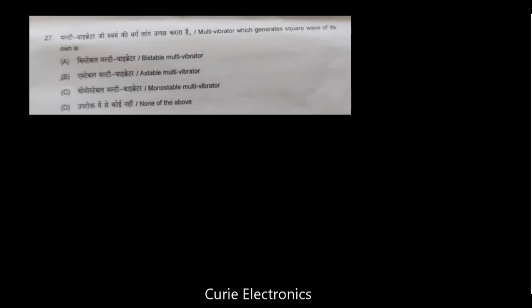Question number 27. Multivibrator which generates a square wave of its own. That means we are not giving any signal to the multivibrator. Then it is an astable multivibrator. That is the free running multivibrator. Astable multivibrator means free running multivibrator. So it will keep on generating the square wave.